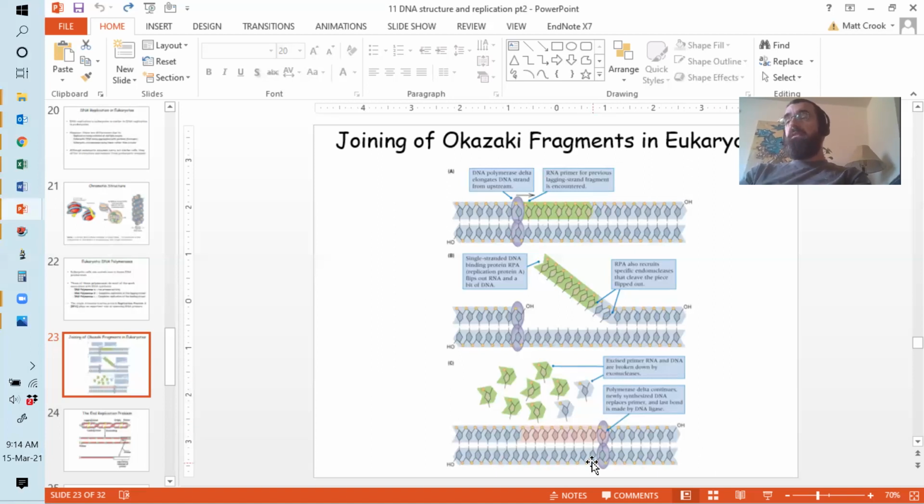And once it falls off, then the same as in prokaryotes occurs, which is DNA ligase comes in and seals the nick. So this is one of those subtle differences, I'd say, between prokaryotes and eukaryotes in terms of how stuff is done. The same problem is there, the need to remove the RNA primers and reseal the backbone. It's just how that is done is a little bit different. So that's a good illustration of how you can get those differences between prokaryotes and eukaryotes.